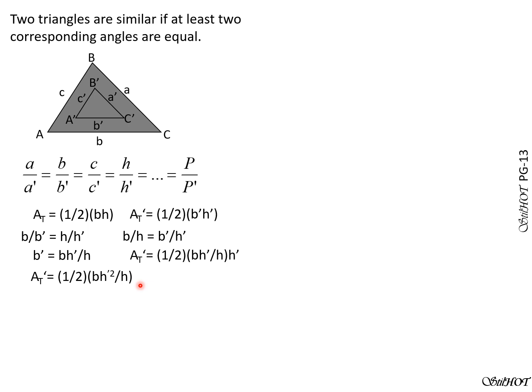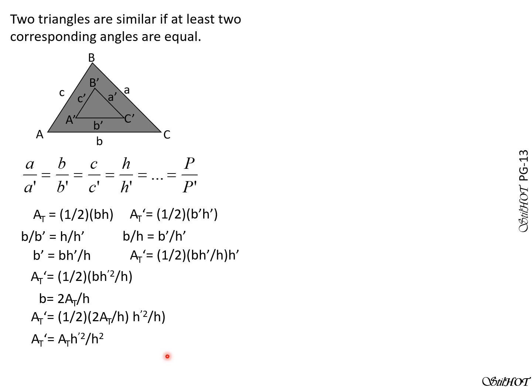So B is equal to 2 times the area of the bigger triangle over H, because area is 1/2 BH. So the area of triangle T prime is 1/2 of B, where B is 2 times the area of the triangle over H, times H prime square over H. Simplifying that, the area of triangle prime is the area of the outer triangle times H prime square over H square.